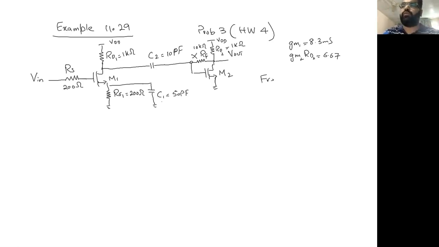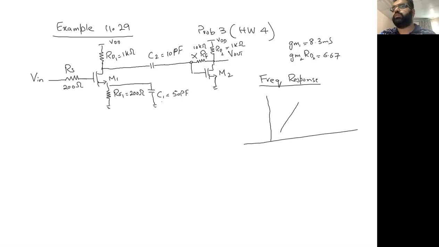Whenever you are asked to do the frequency response, you need to do the overall frequency response. That should include the low frequency response and high frequency response. So frequency response in reality should have multiple things: a low frequency response, a mid-band gain, and a high frequency response. So this is the low frequency response. This part is the high frequency. This is the low frequency, and this is the mid-band gain.